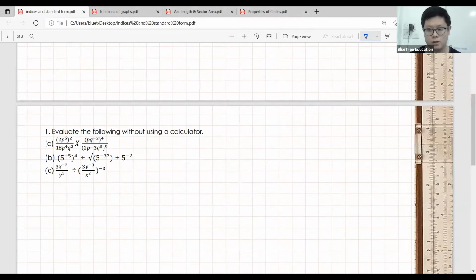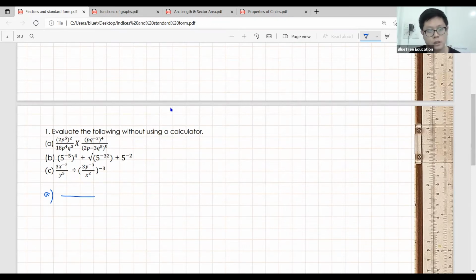All right. So for the first one here, this will just be a multiplication that involves indices, and when you follow the order of operations, the first thing that you need to do is to do the powers first, right? So you have to expand out all the brackets before you can cancel them. So cancelling the common factors will come after all the brackets are expanded.